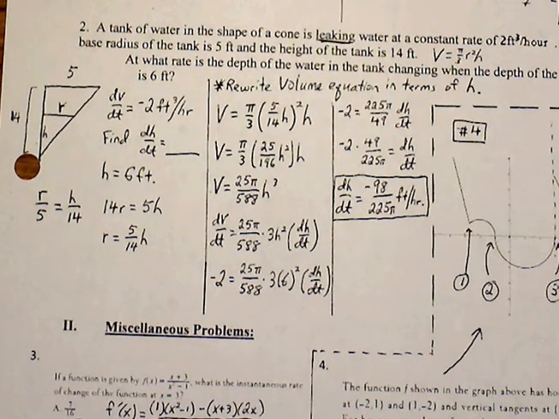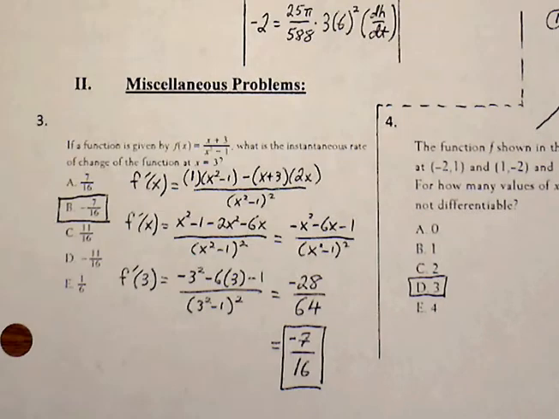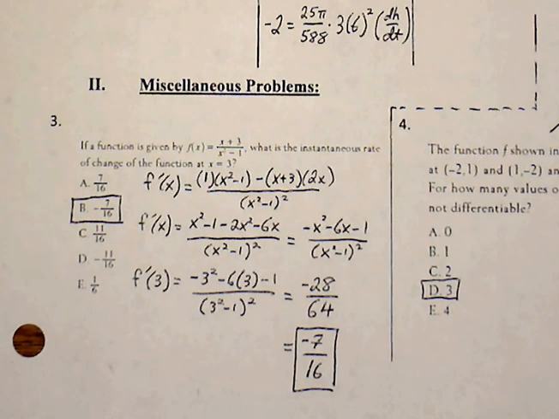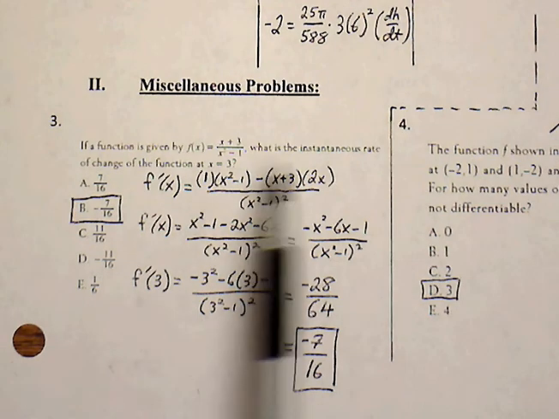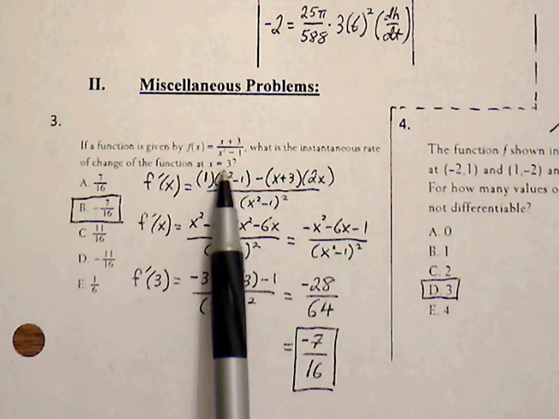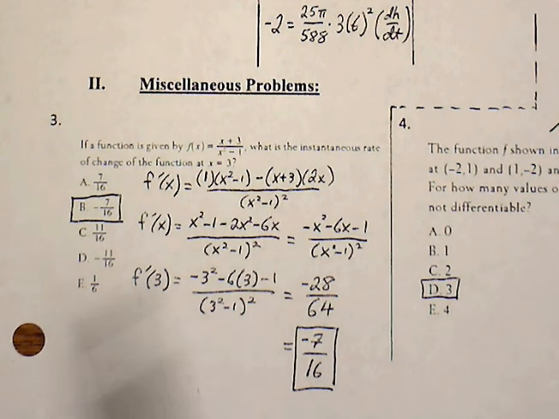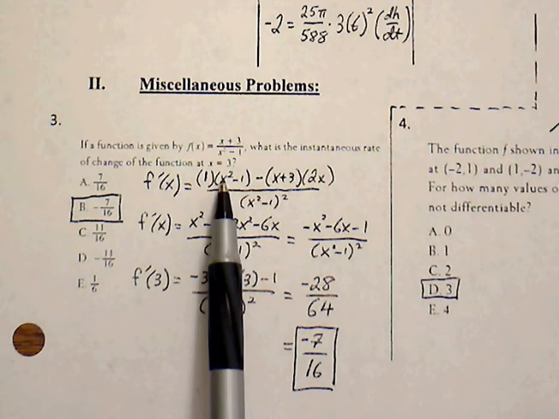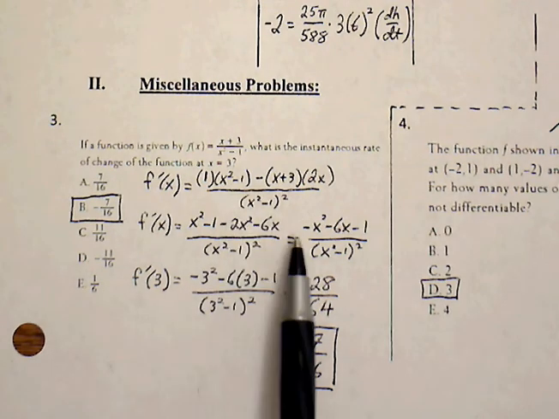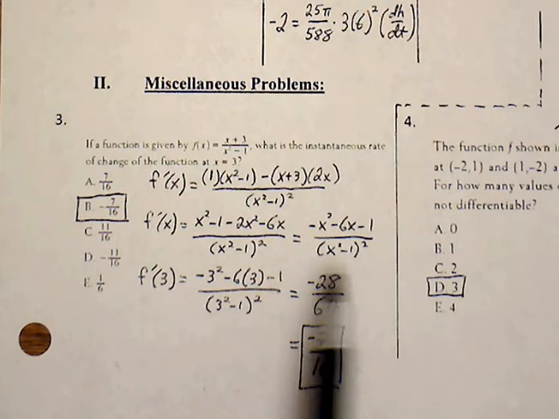Okay, number 3, a function f of x. We're given f of x. What's the instantaneous rate of change when x equals 3? Instantaneous rate of change is simply asking to evaluate the derivative at 3. So we have to go through the quotient rule: f prime g minus f g prime, all over g squared. Distribute, combine like terms, simplify the numerator, and then I just plugged in 3 into the derivative. So I get -28/64, therefore -7/16.